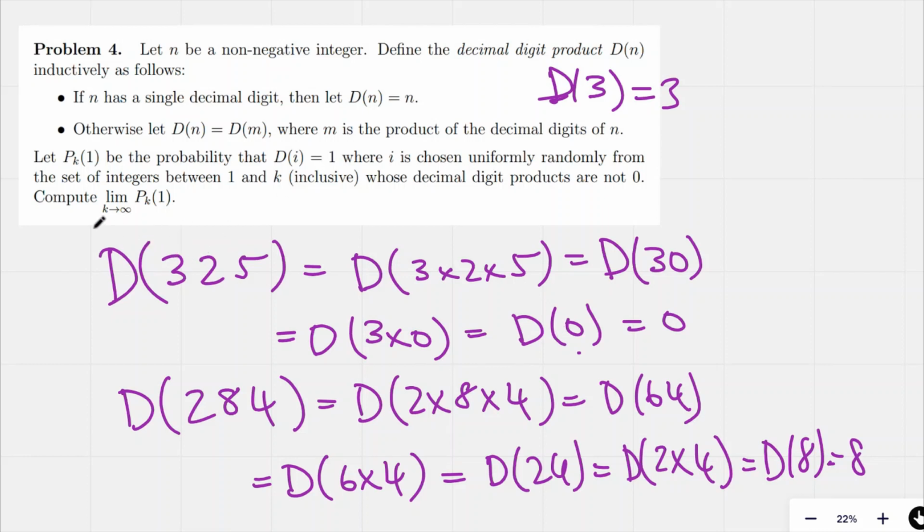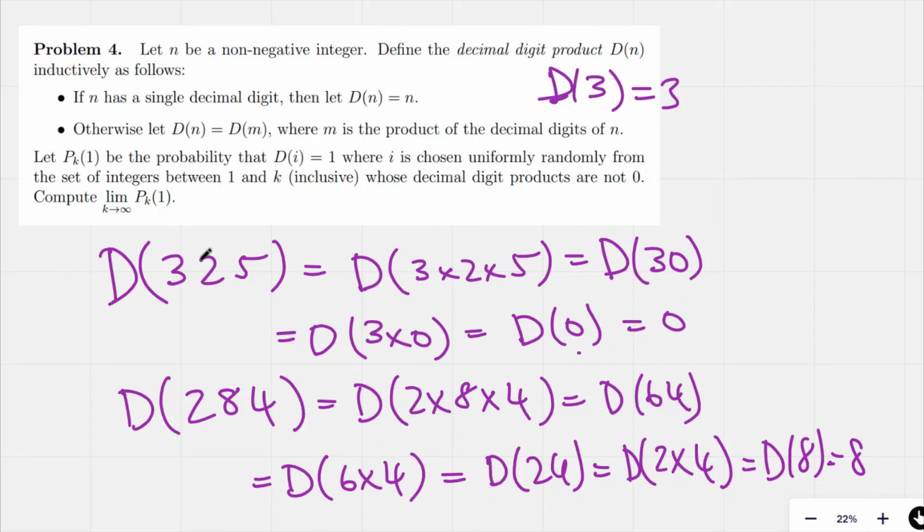Now, for this problem, we're going to say p_k of 1 is the probability that d of i equals 1, where i is chosen uniformly randomly from the set of integers from 1 to k inclusive whose decimal digit products are not 0. So almost uniformly between 1 and k, but we take out any numbers between 1 and k whose decimal digit product is 0. And what we want to do is compute the limit as k goes to infinity of p_k of 1.